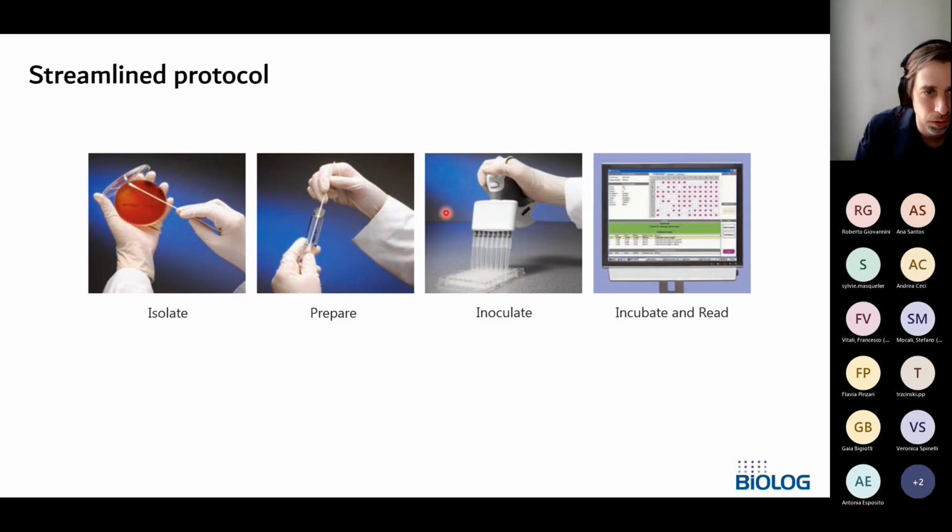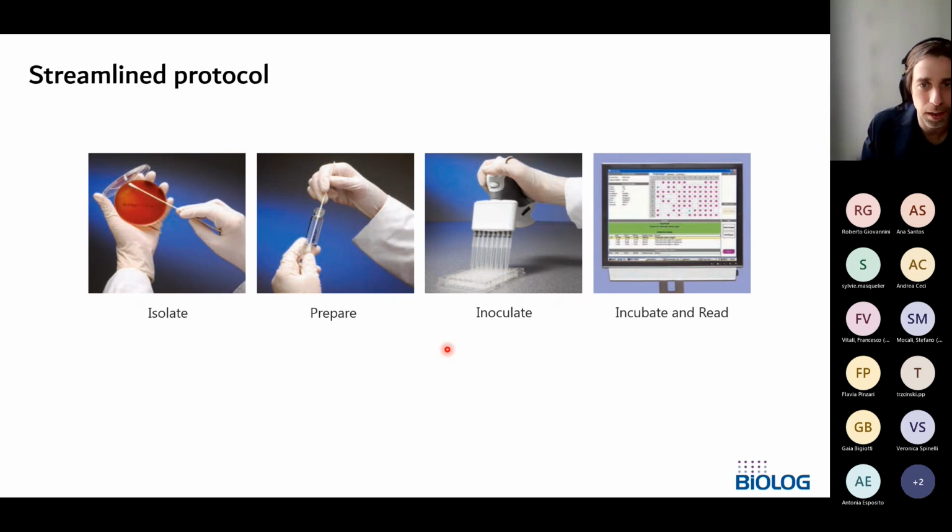was very simple. Taking an isolate from an agar plate, as I said, you prepare a standardized inoculum, and then you inoculate the plate, possibly with a multi-channel pipette, so you don't introduce any error on volume. If possible, this is obviously very important. And then you incubate over time, and when you get the profile, you run it against a database that BIOLOG has curated and prepared over the years.